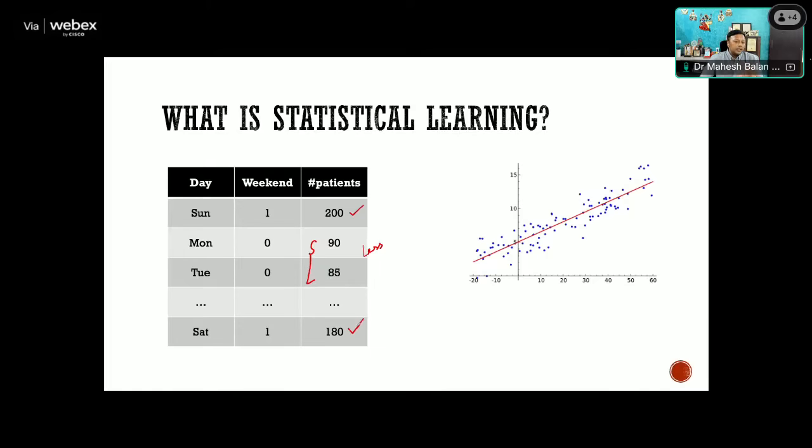Now, if I ask a machine, it just sees a bunch of numbers, 1, 0, 0, 0, and all the way 1, and 200, 90, 85, all the way 180. So what the machine does, in place of us doing it subconsciously, is output a formula. It says that the number of patients, what you can do, Mahesh, is you can just say it's 95 plus 110 times whether it was a weekday or a weekend, right? So if we do the simple math, for example, here 95 plus 110 into 1, because it's a weekend, that's like 205. That's what I predicted. Other days, I just keep telling 95, 95, 95. And if it's a weekend, I just keep telling 205, 205, right? So this is how I do it.